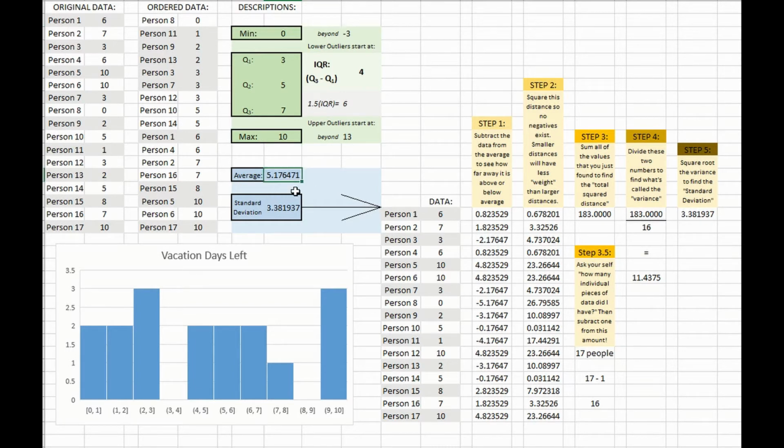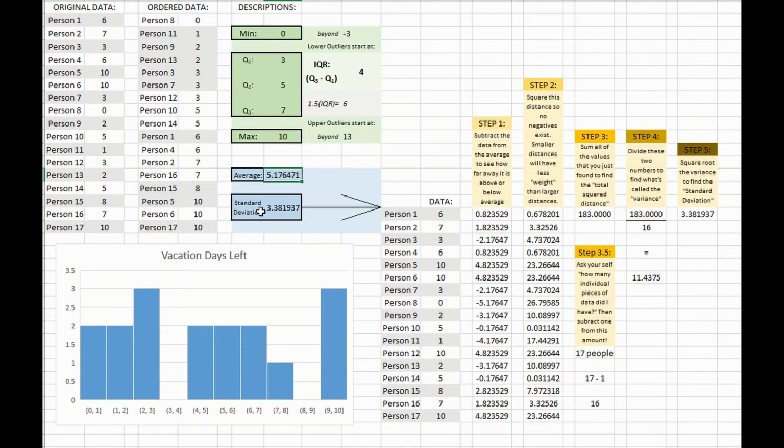So down below I have the average. Finding the average is as simple as adding them all up and then dividing by how many people there are, in this case 17. So if I took that total, which is 88, and divided by 17, I get an average of 5.176. It's calculated right here.